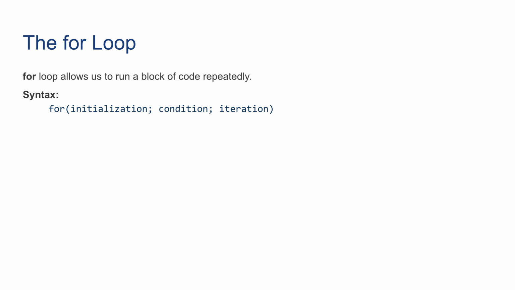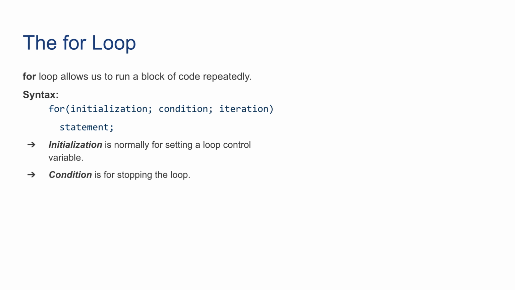The syntax of a for loop is, in parentheses, initialization, condition, and iteration, and then followed by a statement or a block of statements. Initialization here is normally for setting a loop control variable. Condition is for stopping the loop. The loop is going to continue as long as the condition is true. It will immediately stop when the condition is no longer true. And iteration is normally for updating the loop control variable.